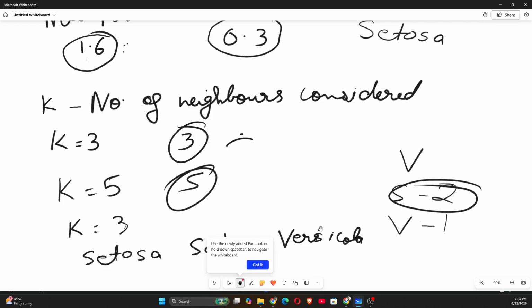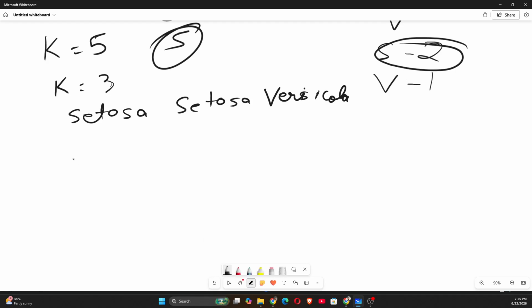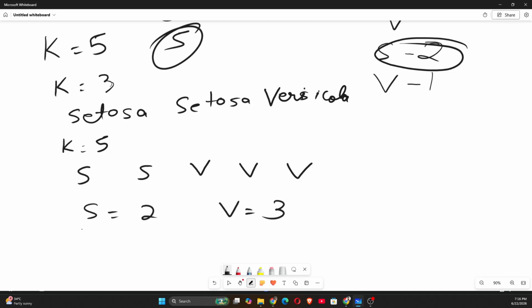Next, I will take the example for k equal to 5. K equal to 5: Setosa, Versicolor. What will be the voting? Setosa will be 2, Versicolor would be 3. Out of 5, 2 are Setosa and 3 are Versicolor. That means the prediction would be Versicolor.